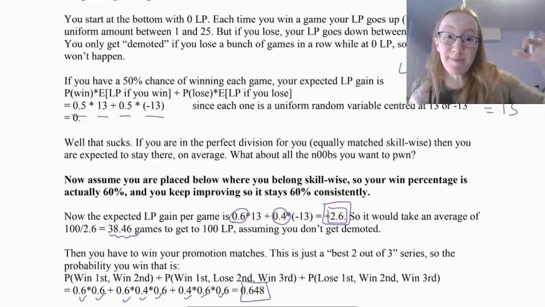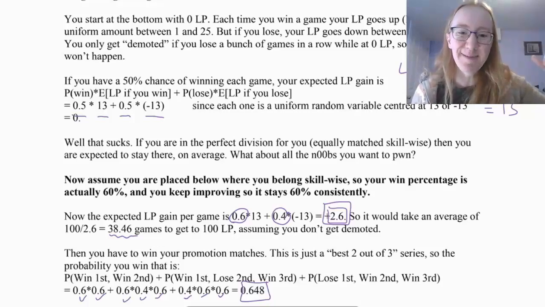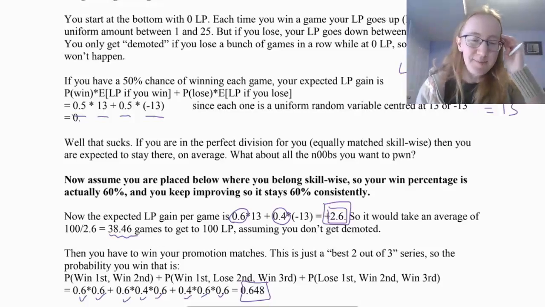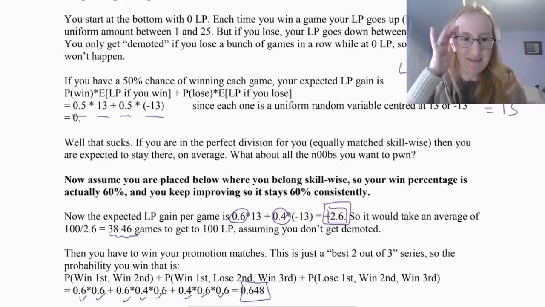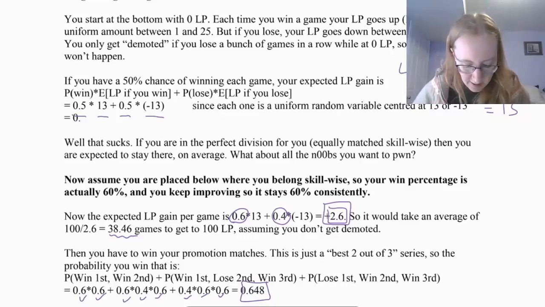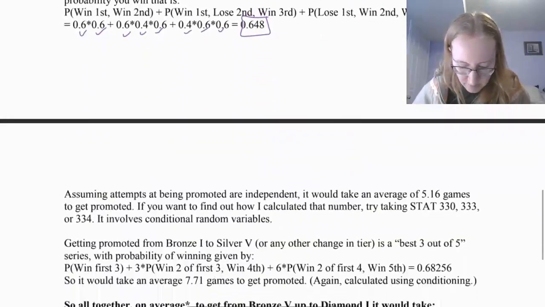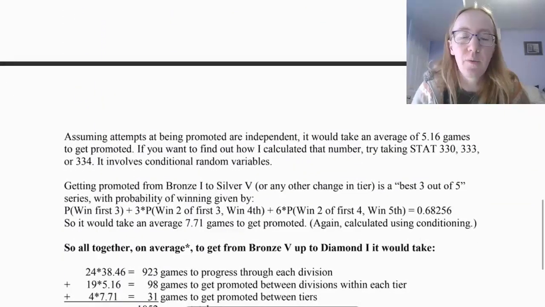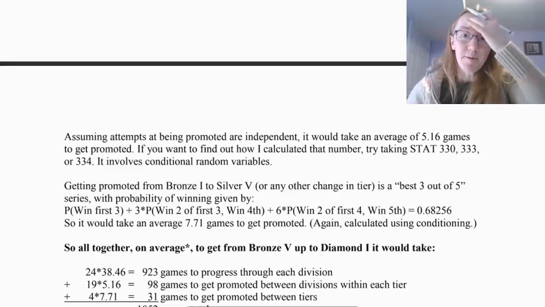So even when you get up there, you've got your 100 league points, you don't necessarily get promoted. You might lose that promotion match, and then you sort of have to wait a bit, and then you can try again. So we can think about how long it would take to get promoted, which turns out to be 5.16.